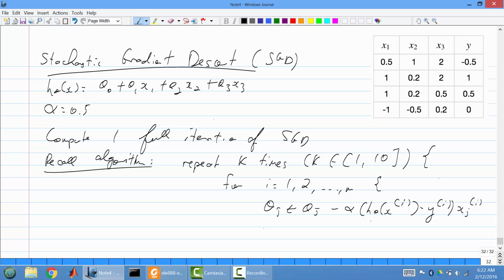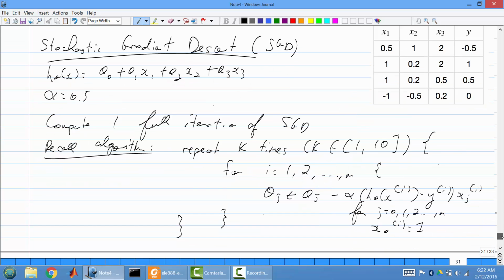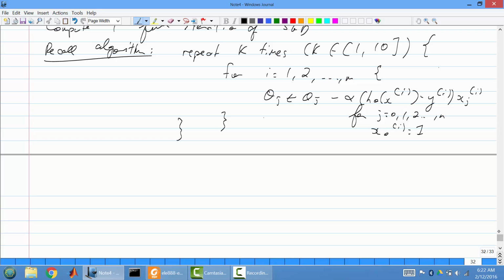Okay, for j is equal to 0, 1, 2, all the way up to n. And usually the 0th feature is equal to 1. Also, there is an individual cost that is associated with these parameters.